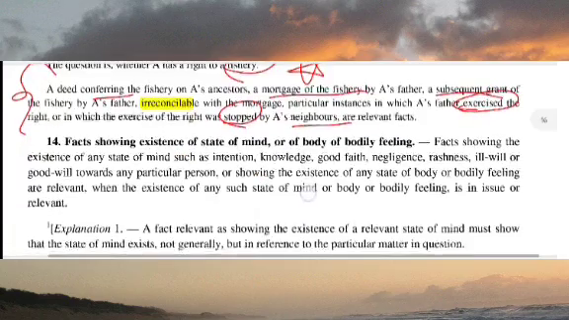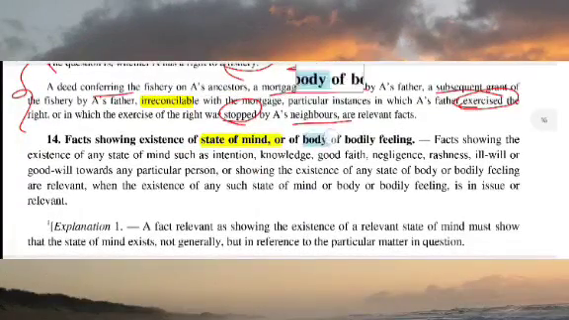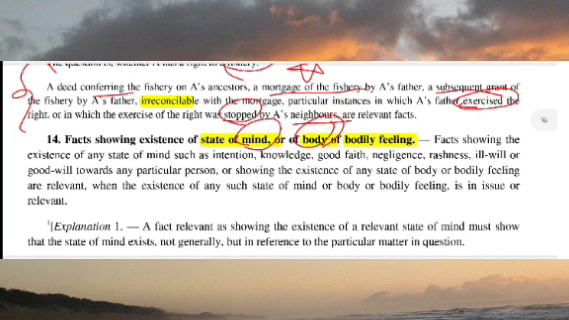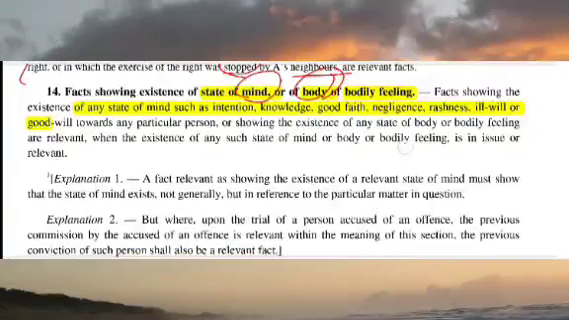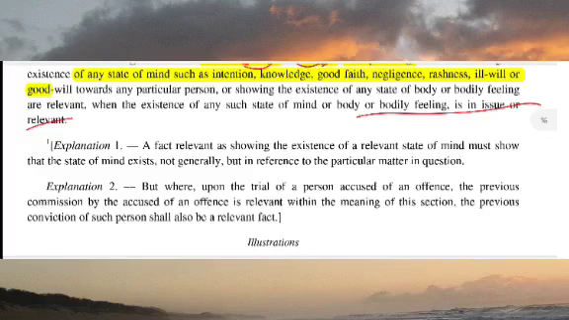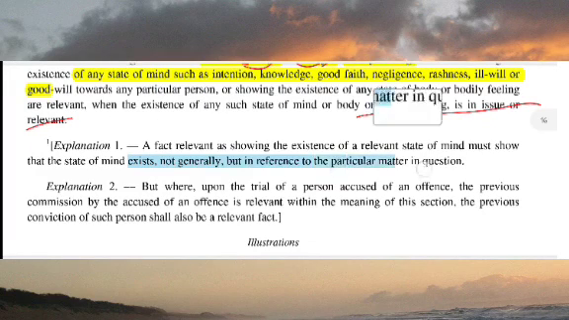A fact showing state of mind, body, bodily feeling; mind and body both are included. So what are intention, knowledge, good faith, negligence, rashness, ill will, goodwill towards any particular person, showing the existence of any state of body or bodily feeling, are relevant. Then, when such body or bodily feeling is in issue or relevant, facts showing the existence of a relevant state of mind must show that the state of mind exists not generally but in reference to the matter in question. So of course, in reference.